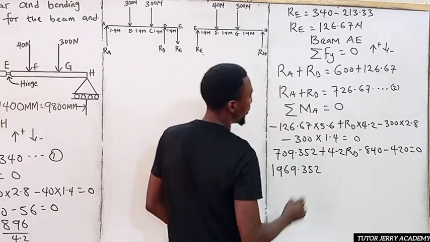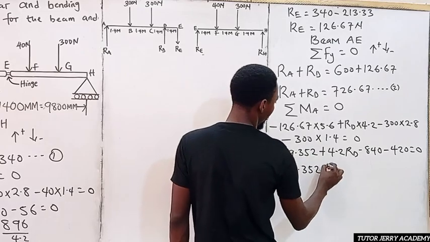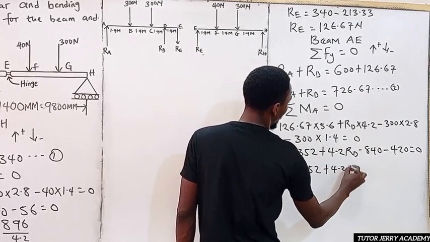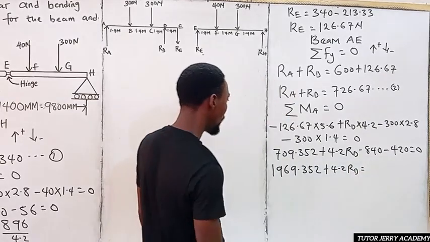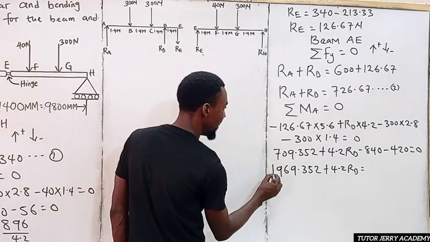Then we are going to have plus 4.2 RD equals to what? Sorry, this will be negative.